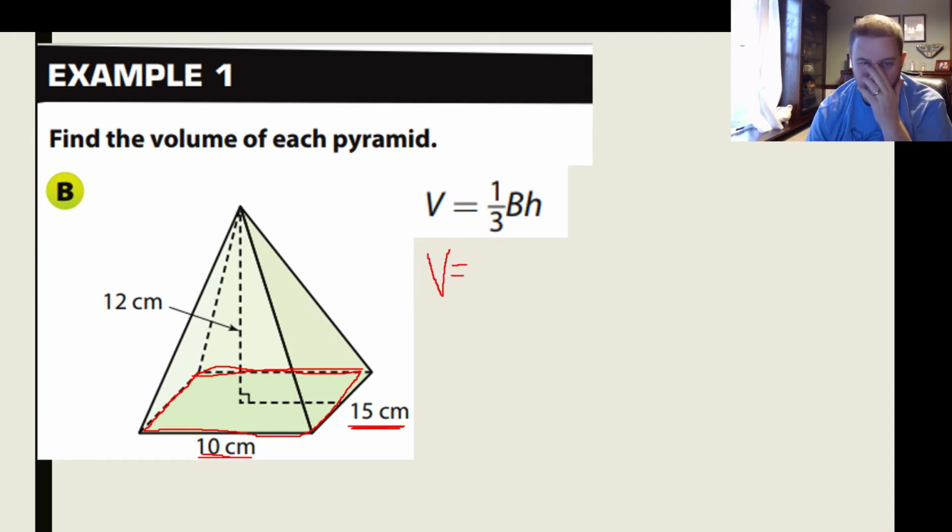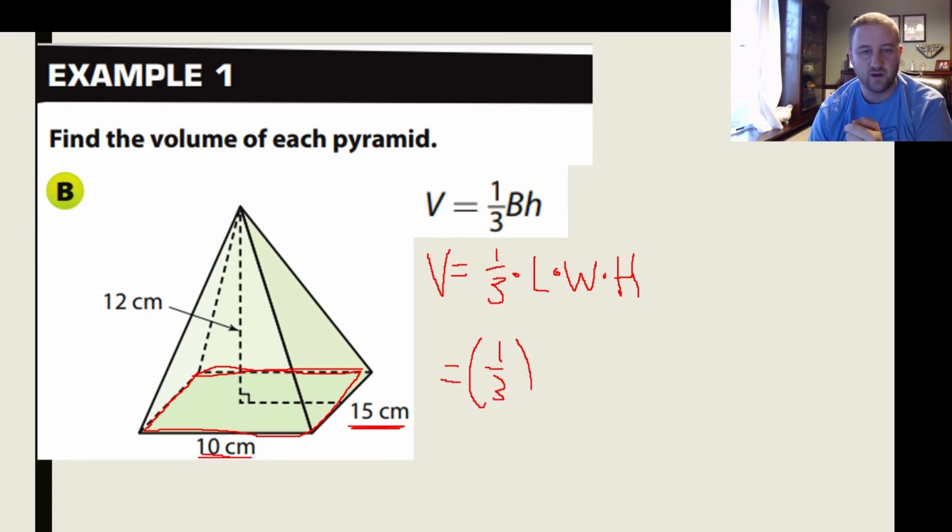Okay, we still use the same formula as if it was a square though, so it's going to be 1/3. Our base is going to change to length times width, and then we take that times the height. Okay, so we're going to plug this in. 1/3. Our length, we can say, is 10, and it doesn't really matter if you make your length 10 or 15 as long as you use the other one for your width. Your width then we'll say is 15. Our height then right here is 12.